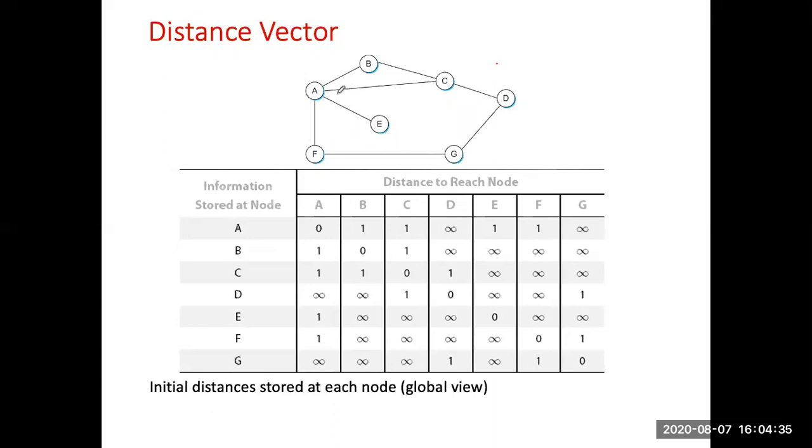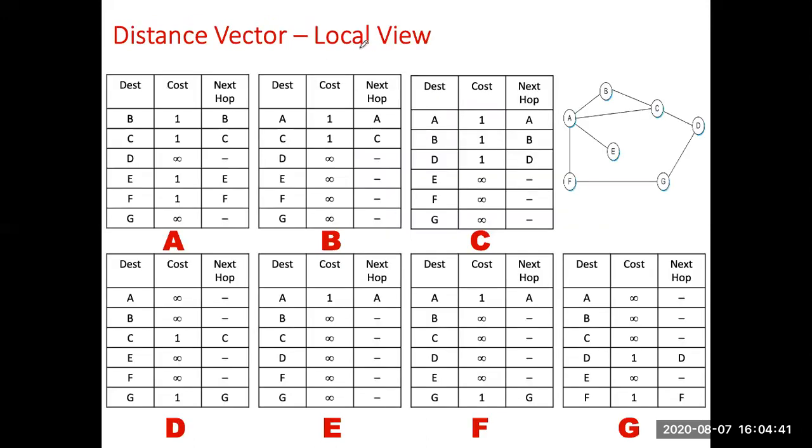So how will they actually maintain their routing table? We will see what is the basic structure of the routing table. As we have said, they maintain basically three values: the destination, then cost, and next hop. So first of all, we will see the routing table of the node A. We can see this is the same graph, and A is directly connected to B, C, E and F.